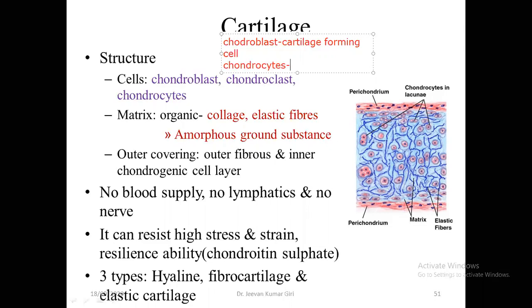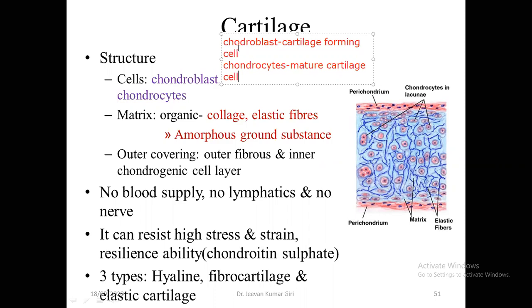These chondrocytes are the mature cartilage cells. The chondroblast forms the chondrocytes. These chondrocytes are present within the cartilage. So these all are the chondrocytes, and they are present in the lacunar space. Okay, so they are the mature cartilage cells.